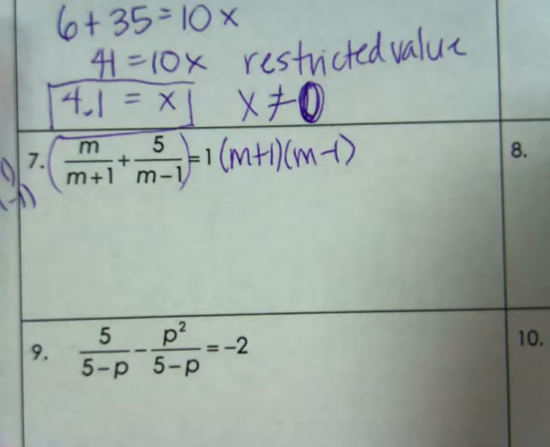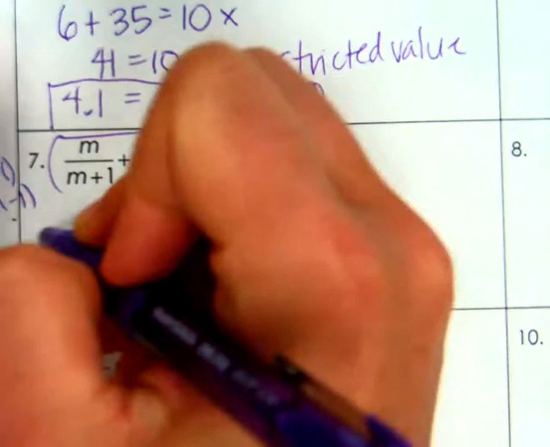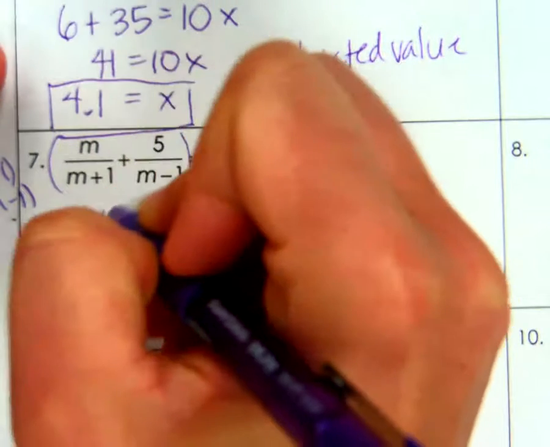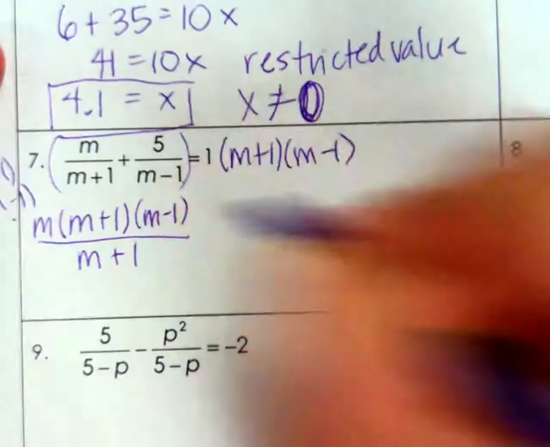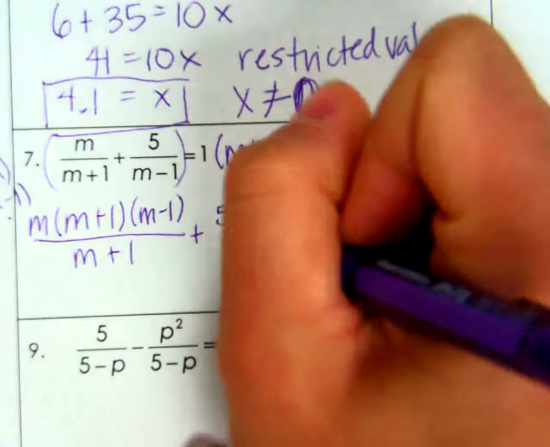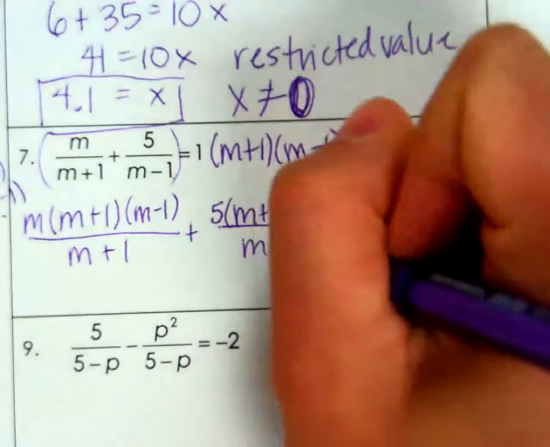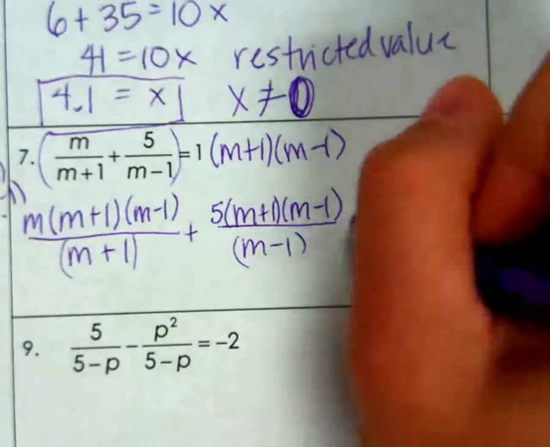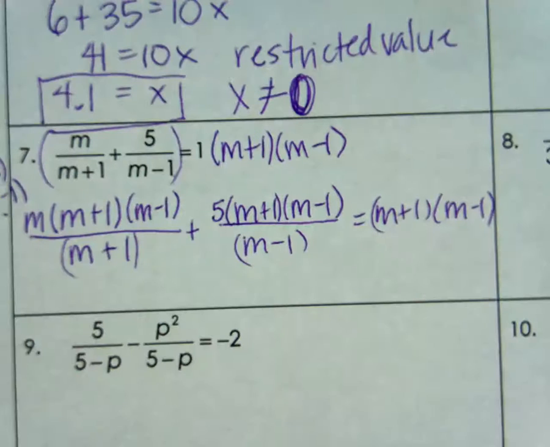All right, so if I multiply this numerator by m plus 1 and m minus 1, I'm going to have m plus 1, m minus 1, all over m plus 1, plus 5, m plus 1, m minus 1, all over m minus 1, equals m plus 1, m minus 1. You've probably already figured out that it may not be a bad idea to have a separate piece of paper out.